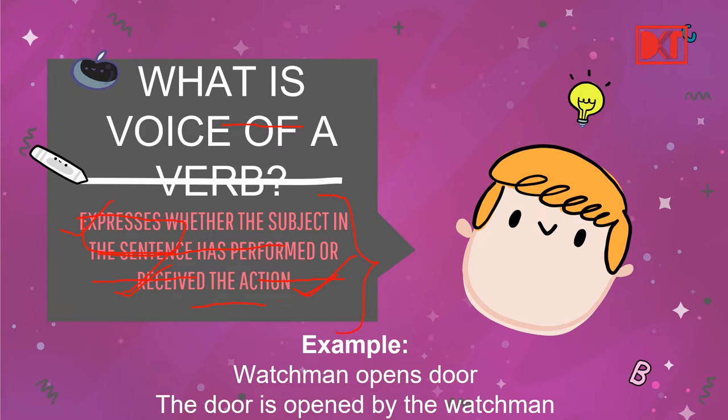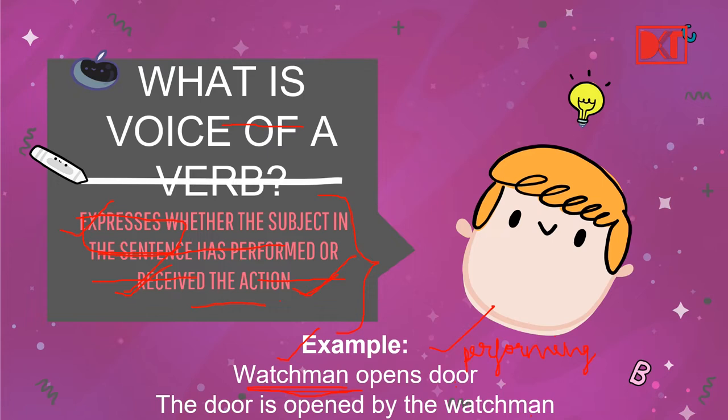Now here, watchman opens door. So subject kya hai yahan pe? Subject is watchman. Okay, so yahan pe watchman kya kar raha hai? Watchman is opening the door, which means the watchman is performing the action. What is he doing? He is performing. Here, don't mind my handwriting. I'm writing with the laptop pen. Sorry. So watchman opens door, which means he is performing the action. Kya action? Door ko open kar raha hai kaun? Watchman. Next sentence you see, the door is opened by the watchman.